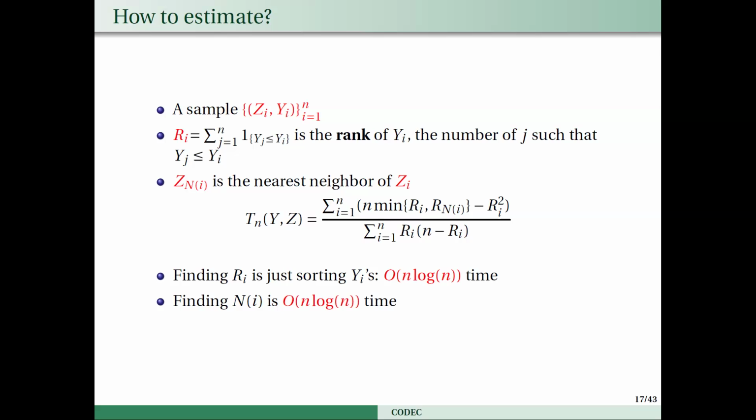So what's the advantage? The advantage is that finding the ranks is super easy. Just sort, and any proper sorting algorithm will do the job in n log n time. And finding the nearest neighbor is also not that hard. There are very efficient algorithms that do the job in n log n time. So the estimation is as efficient as we can ask for.